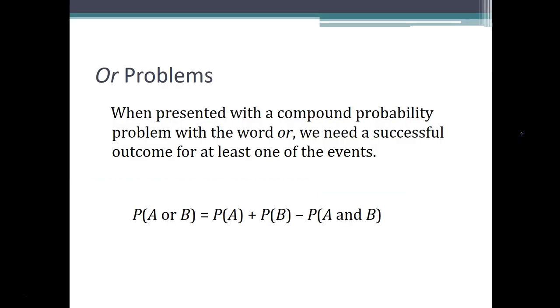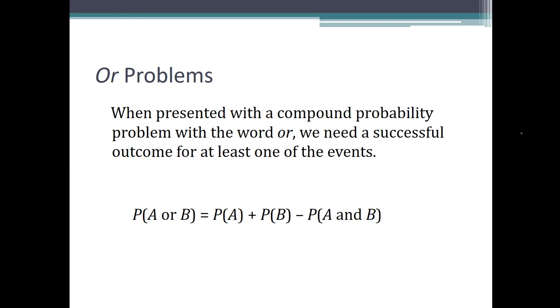Starting with "or" problems. You've already had some "or" problems in this probability unit, but let's look at them again. When you're presented with a compound probability problem with the word "or", you need a successful outcome for at least one of the events. We talked about this at length with logic, where if it's this or that, you need at least one of them to be true for the statement to be true. Well, in the case of probability, you need success for at least one of the events, this event or that event. Probability of A or B. Either A or B needs to be successful, but they both can be successful. It just depends on the situation.